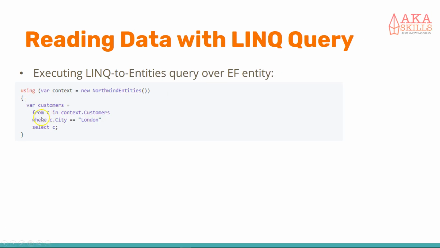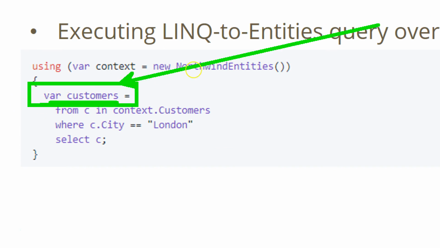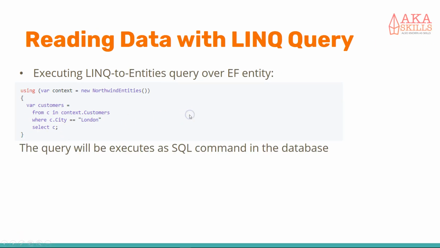Now we're saying var customers, here we would like to store our customers, is equal to, and now with LINQ syntax, from c in context.Customers, so context dot table name, Customers. Now we're giving the condition where the current customer.City is equal to London, select the customer. So now the query will be executed as an SQL command in the database.